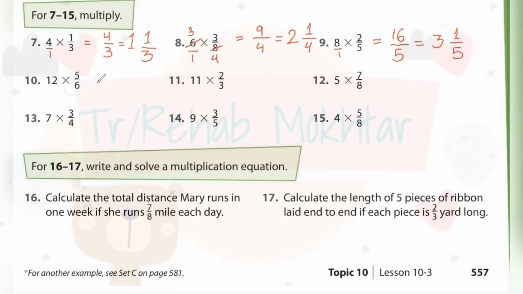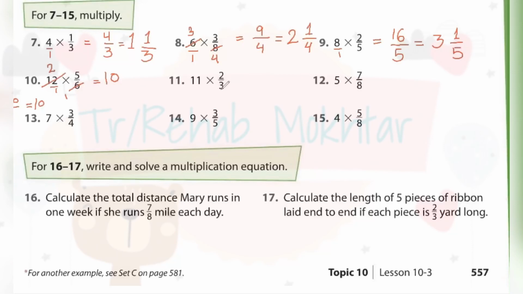Number 10. 12 times 5 out of 6. Is there any common factor between 5 and 6? No, teacher. What about 12 and 6? Yes. 12 and 6, both of them are divisible by 6. I will divide 6 by 6 equals 1. 12 divided by 6 equals 2. Now start to multiply. 2 times 5 equals 10, and here 1 times 1 equals 1. There is no need to write 1.